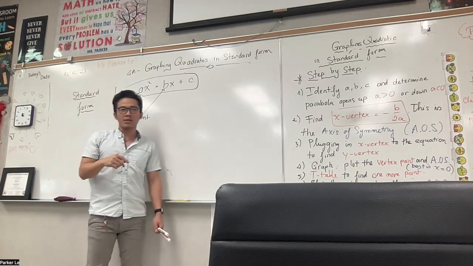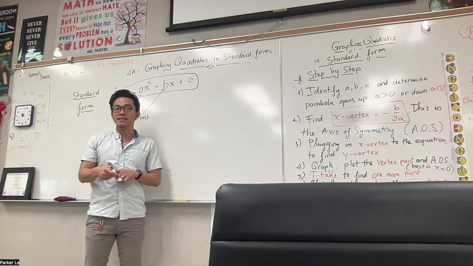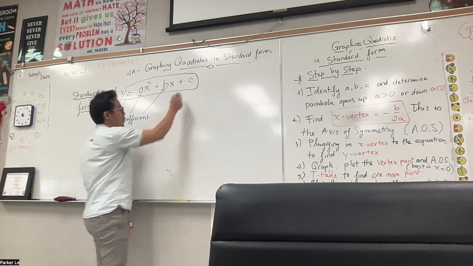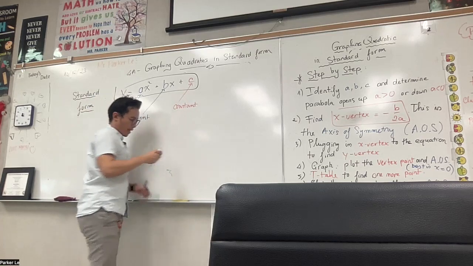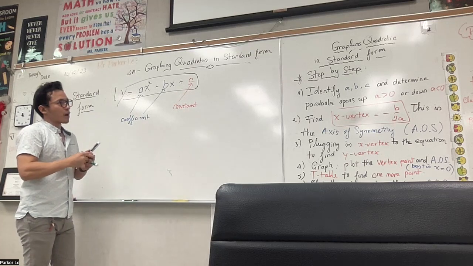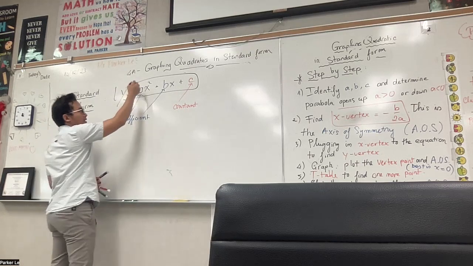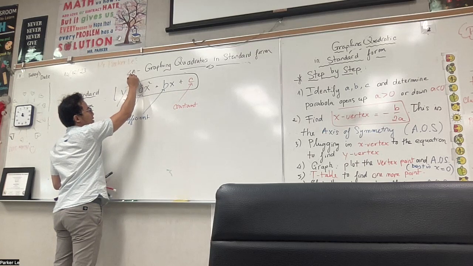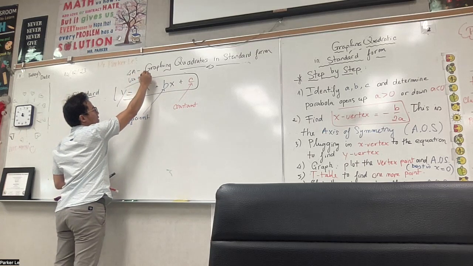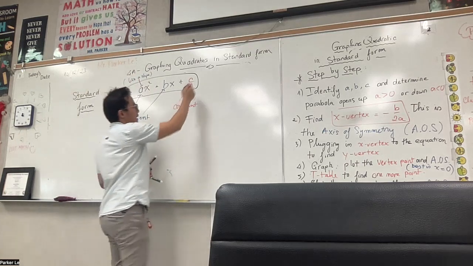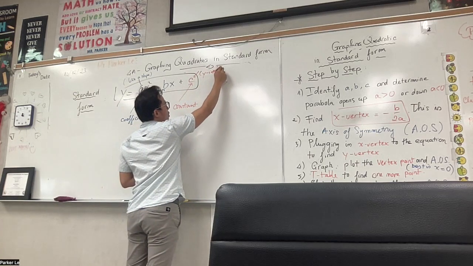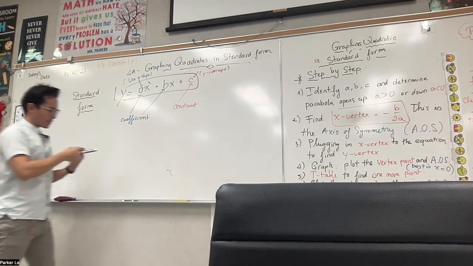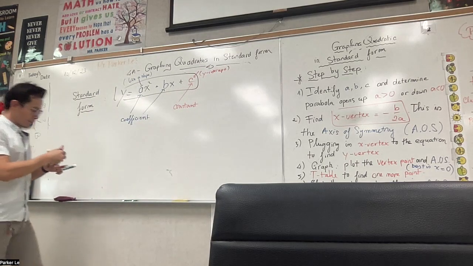And then what is C? The number by itself. What is C? Who remembers? Constant. Very good. Constant. Okay. So in a quadratic function, you can think of A like slope. I will tell you why. This is like a slope. Okay. C is like the y intercept. You will see why.